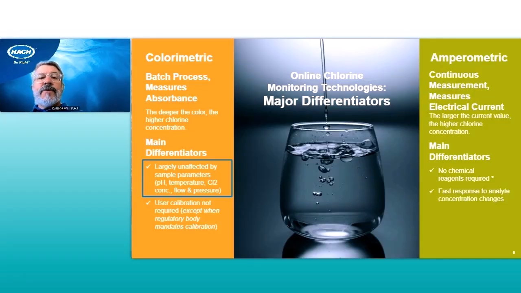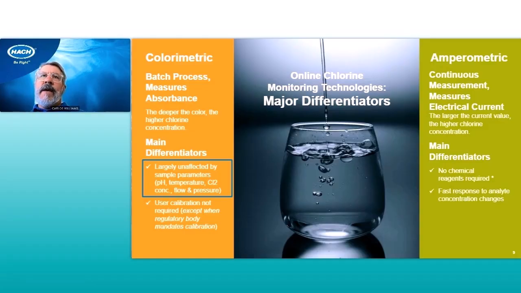The amperometric measurement doesn't require chemical reagents except for that electrolyte, right? So I do put the asterisk in there, whether you've got the electrolyte in the membrane that needs to be changed every 3 to 6 months, depending on the pH of the sample that it's continuously in contact with.